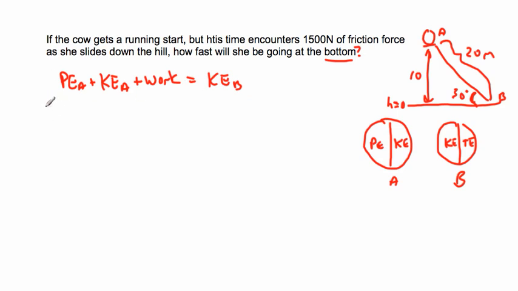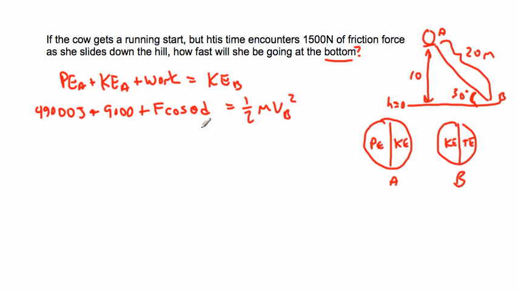All right, so the PE at point A was again 49,000 joules. Let's save ourselves a little time. The KE was 9,000 joules from before. And now let's take a look at the work. Now, by definition, work is F cosine theta D. I will let that be equal to 1/2 mv at B squared. So we need values for these. Let's see what those values are.